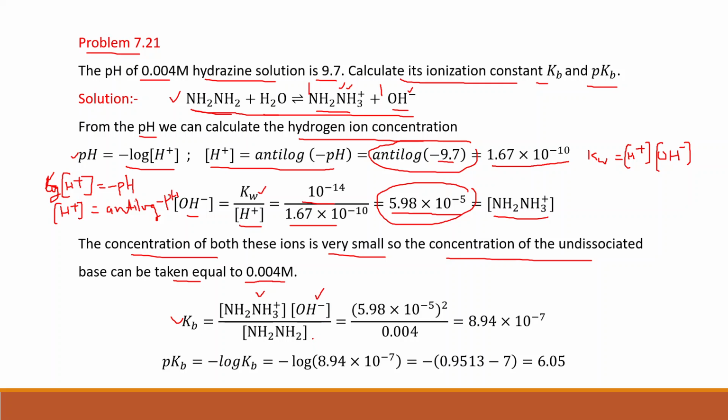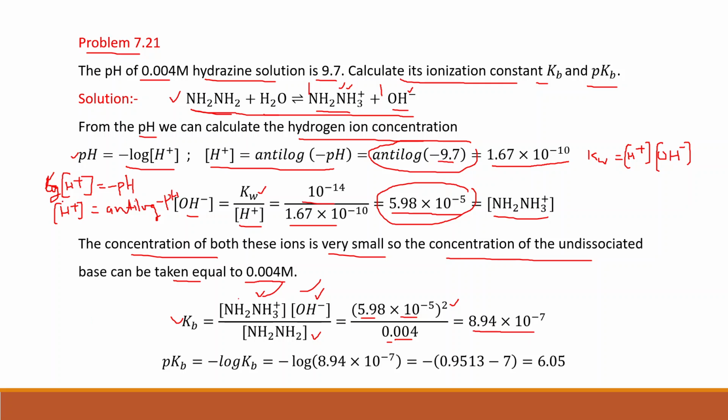hydroxyl ion divided by concentration of hydrazine. Put the values. Okay, so we will get, actually concentration of both these species is the same, so we can write 5.98 into 10 to the power minus 5 square divided by 0.004 and solve it. 8.94 into 10 to the power minus 7, this is Kb.